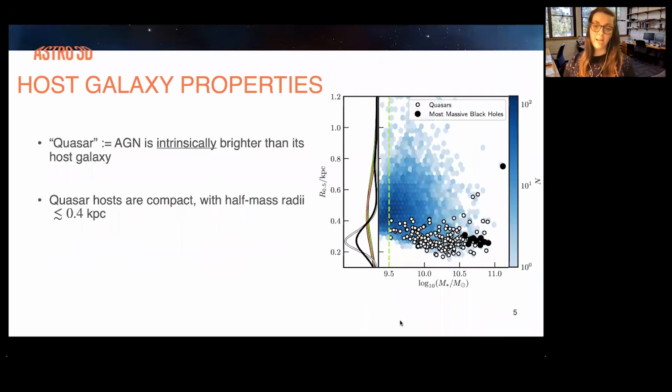So here we have the half mass size against stellar mass of the host galaxy. And what we can see is that quasar host galaxies and the host galaxies of the most massive black holes in the simulation are really compact compared to the average galaxy at redshift 7. And so unfortunately, what this may mean is that it is still going to be really hard to detect quasar host galaxies with upcoming instruments, just because unfortunately, these systems seem to be preferentially located in these really small galaxies.